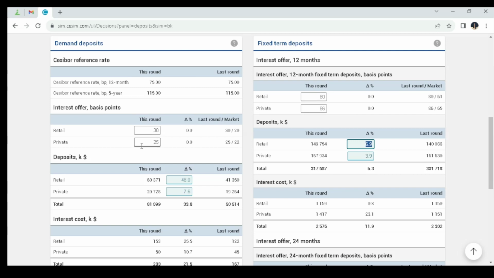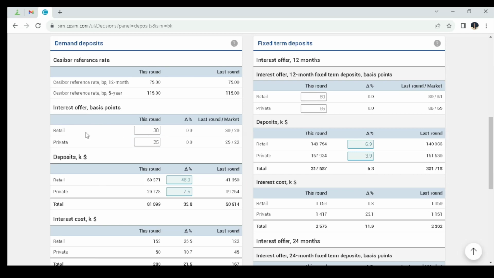You need to keep in mind first that you're competing against other teams, and that we have something called the reference rate, which is always in basis points. Under the interest offer in basis points for retail, here we are making decisions. This simply means that we are paying interest in basis points to our retail customers who are depositing their savings into our bank. So for retail, you put your basis points here, and also for private, because you are paying the interest.